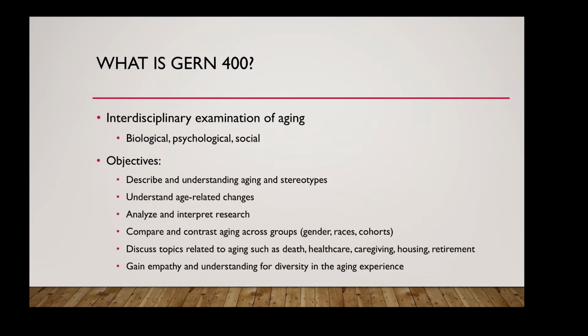There are a lot of objectives to accomplish in this course, and you can read the full detailed list in the syllabus, but an overview is that I want by the end of this course for you to be able to describe and understand aging and stereotypes, and also understand age-related changes, both biological, psychological, and social. I want for us all to take time to analyze and interpret research related to aging and be able to evaluate the effectiveness of that, and also compare and contrast aging across different groups, like different genders, races, cohorts.